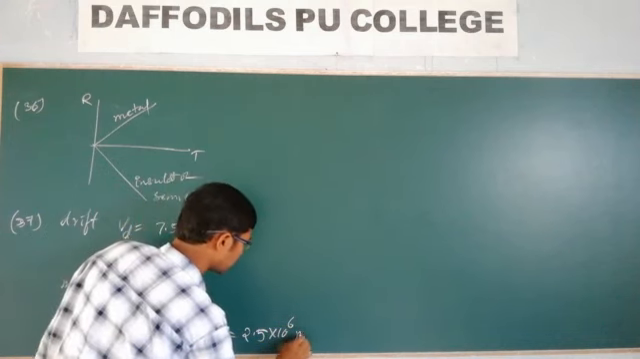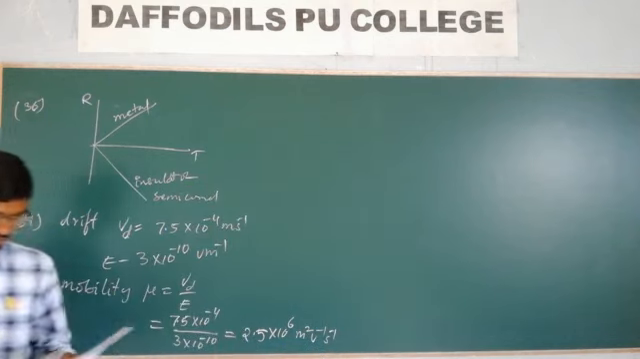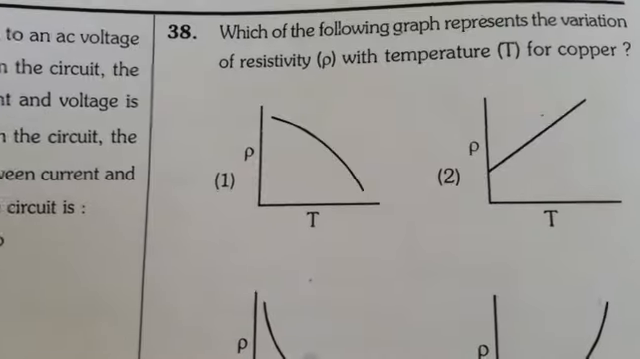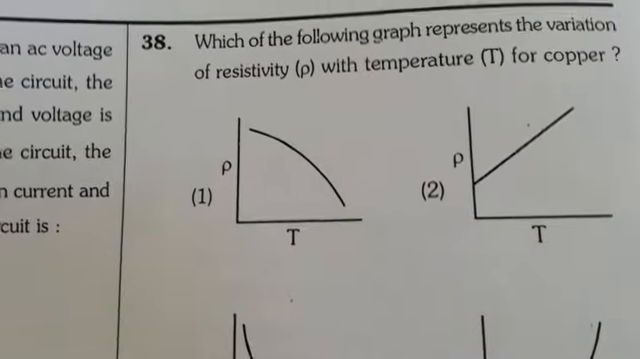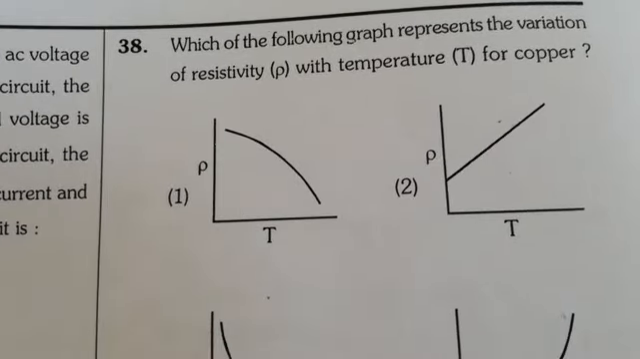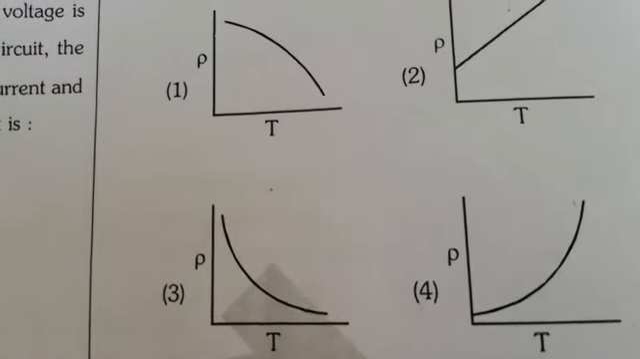Now what do we have? 2.5. 7.5 by 3 is 2.5, and 10 power minus 10 goes to 10 power plus 10, into 10 power minus 4, giving 10 power 6. Then the unit is meter square volt power minus 1 second power minus 1, which is the third option. Let us go for the 38th one.